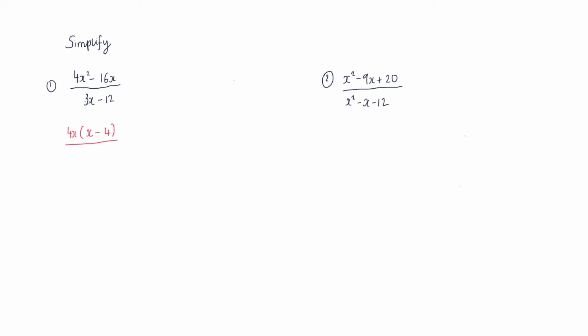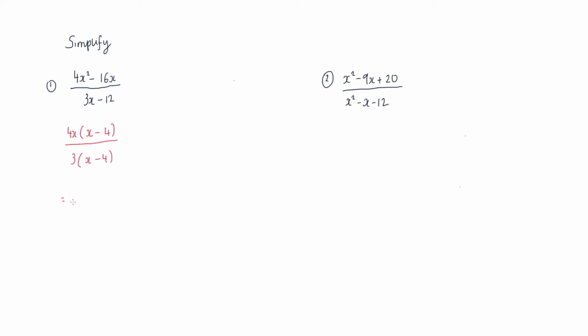Now over this 3x minus 12, let's factorize that. What's in common between 3x and minus 12? Well, the only thing I can take out is 3. So if I take 3 out, I'll be left with x minus 4. And if you do 3 times x, that's 3x. 3 times minus 4 is minus 12. So that's me factorizing it.